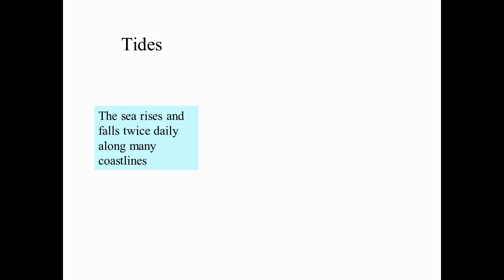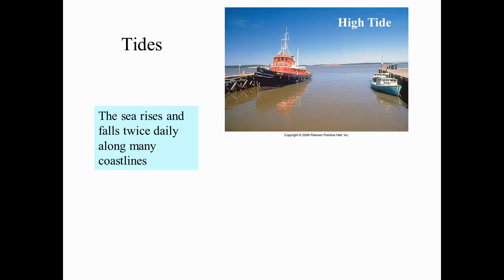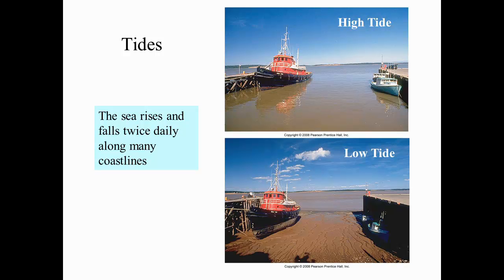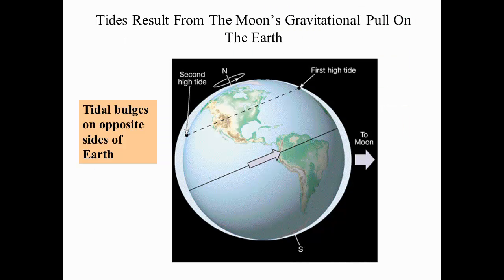So let's move on to tides. The sea rises and falls twice daily along many coastlines. There are times of the day where high tide occurs, and in this case the boats are floating. But then several hours later, low tide sets in and the boats are sitting on dry land. What exactly causes the tides?